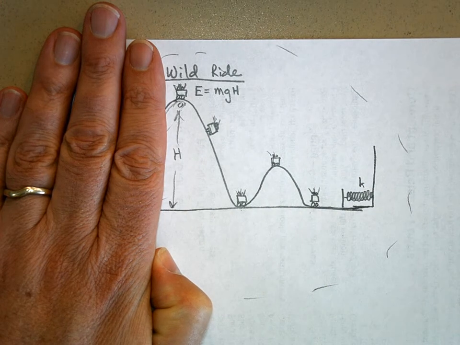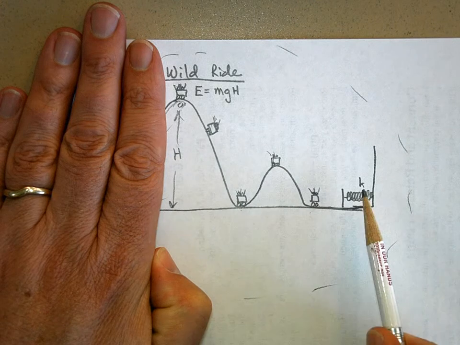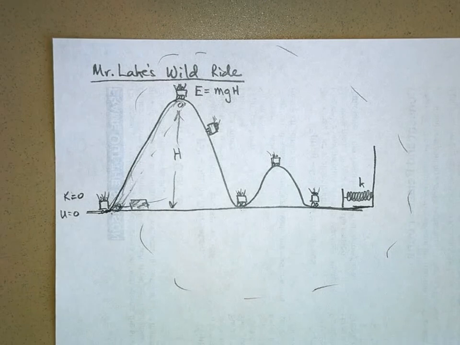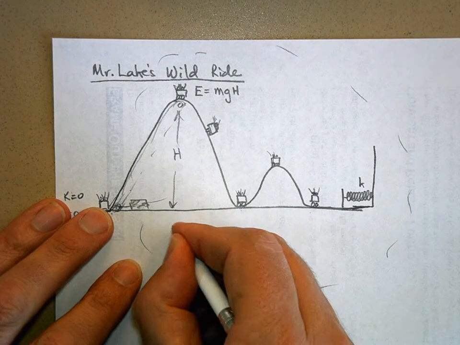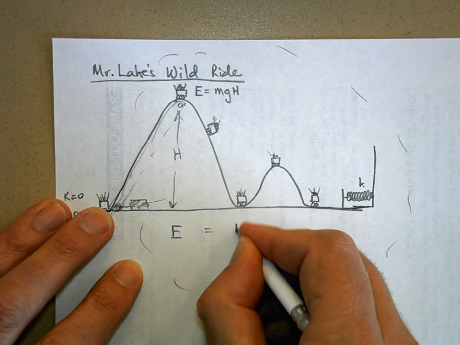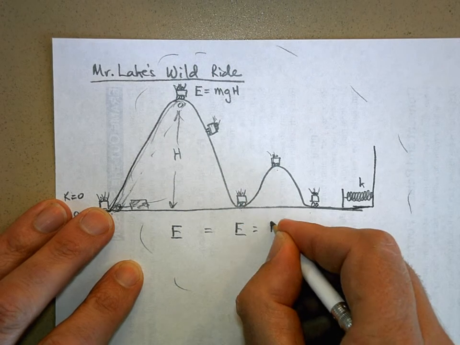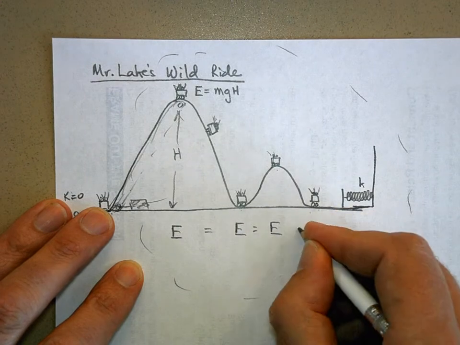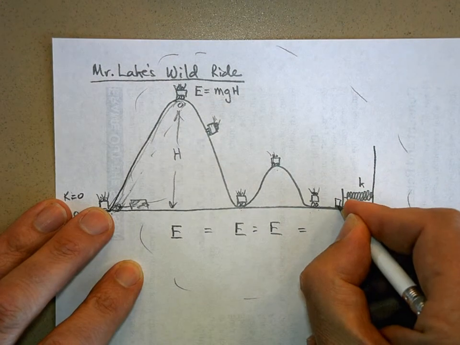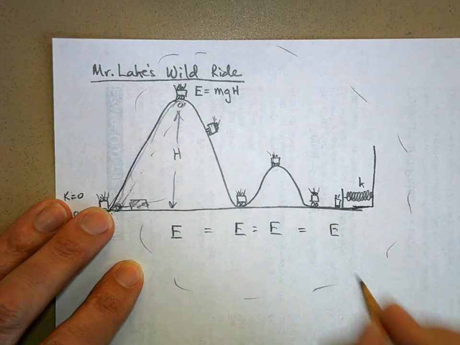And the only forces doing work are the forces of gravity and the force of the spring. And therefore, we can say these are conservative forces, so therefore we can say that the mechanical energy here is equal to the mechanical energy here, is equal to the mechanical energy here, is equal to the mechanical energy when it compresses the spring and stops. E equals E equals E equals E.